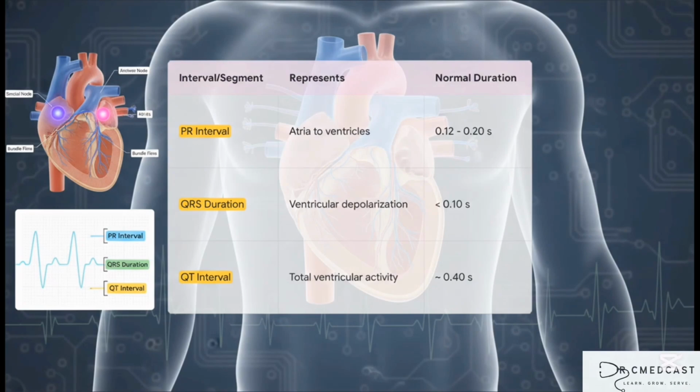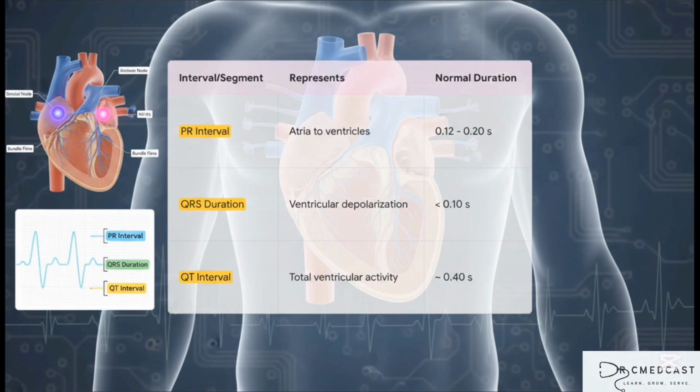Take the PR interval, for instance. That measures how long it takes for the electrical impulse to travel from the atria down to the ventricles. If that journey takes too long, well, that can be a sign of a block somewhere in the path. Then you've got the QRS duration. This tells you how quickly the ventricles themselves are activating.